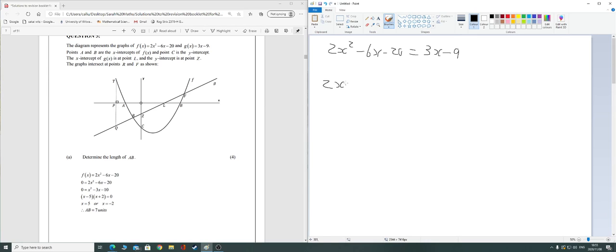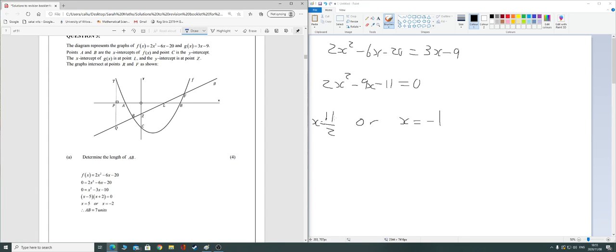So let me solve quickly. That's going to be minus 9x and minus 11 equals 0. Again, I'll use the quadratic equation just because I prefer it. And we get 11 over 2. These are x coordinates, so x equals 11 over 2, or x equals negative 1. Now, we need to use a little bit of analysis.